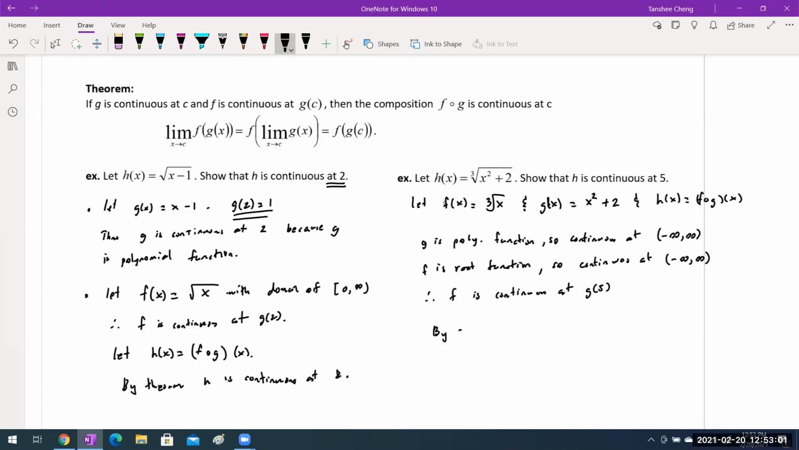So by definitions, or by theorem, I should say, h of x, which is f composed g of x, which is cube root of x squared plus 2, is continuous at 5. And that's how we can use the theorem to finish it up quickly with all the explanations in there.